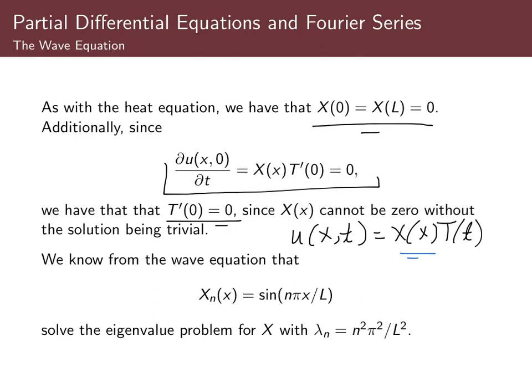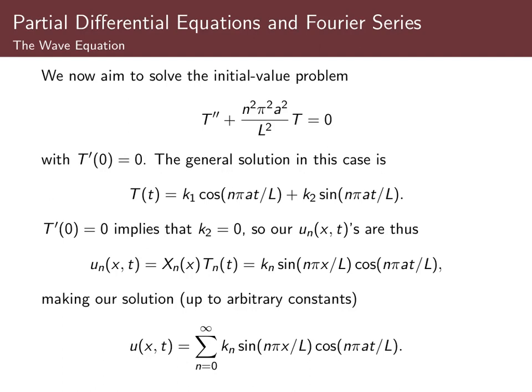We know from the heat equation that the solutions, the eigenfunctions X_n, are sine of n pi x over L with eigenvalues lambda_n equaling n squared pi squared over L squared. So we use the lambda_n's to solve our initial value problem for T. We know that T prime of 0 is 0, which will allow us to solve for one of the constants in the general solution, which is given by the linear combinations of sines and cosines.